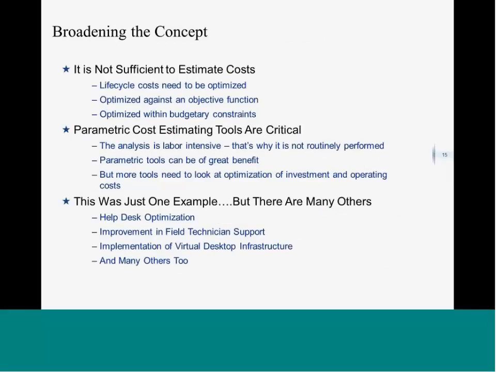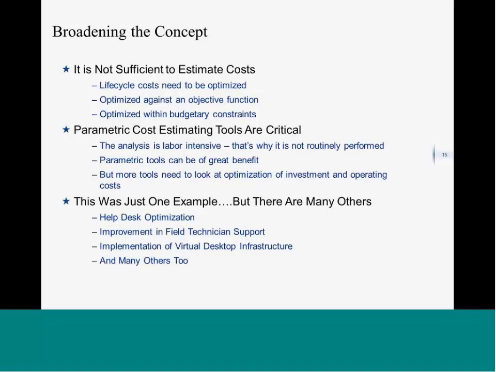Now, what this case study has highlighted is that it's not really sufficient to simply estimate enterprise information system costs. We need to make sure that we consider costs over the life cycle and do something with them. That is, namely, to optimize them. And to that end, these costs need to be optimized against an objective function. Remember that being our definition of best value, and optimized within budgetary constraints.